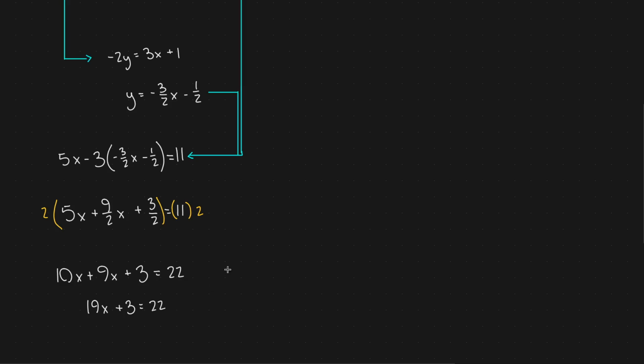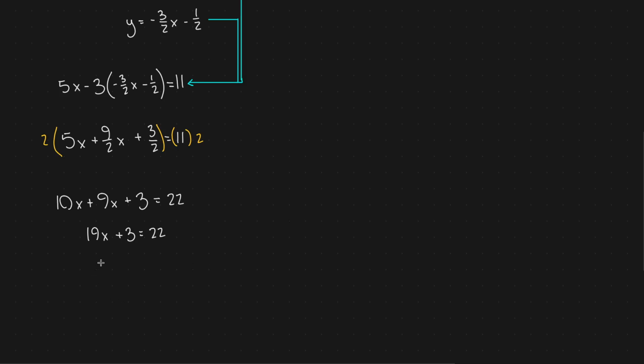Now notice what we've done, and actually we did it up here. Once we substituted out y for -3/2 x minus 1/2, the equation we're dealing with is now just one equation with one variable. And we can solve one equation with one variable. So that's what we're doing here. We're solving the equation. I want to know what x is. So if I keep going, subtract the 3 to the other side, 19x equals 19, which means x is 1.